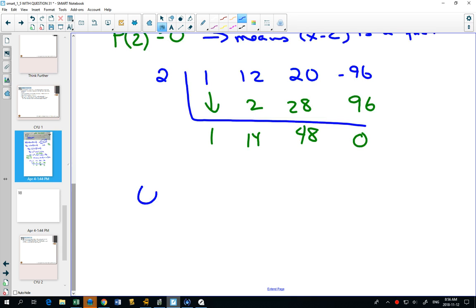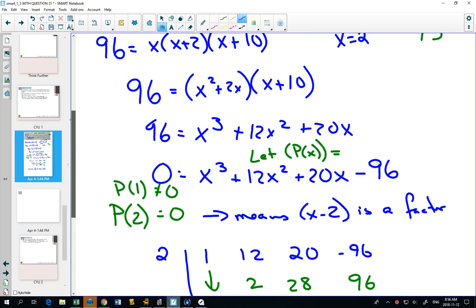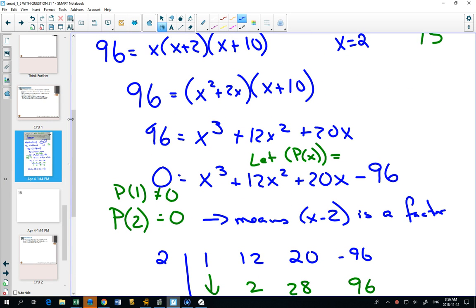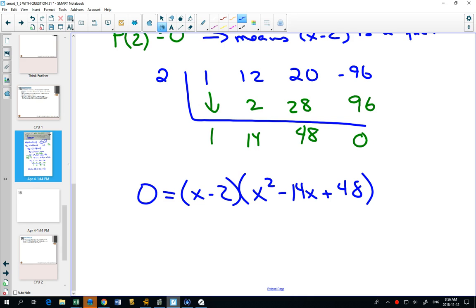So now we can rewrite our equation. 0 is equal to x minus 2 times x squared minus 14x plus 48. Notice I didn't write p of x equals, because my original equation that I'm coming from had 0 equals, and I'm trying to solve it. So I wrote 0 equals again.